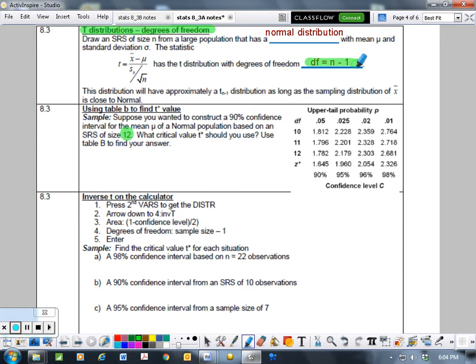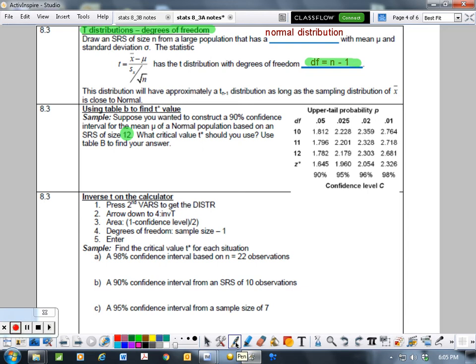And so our distribution will be a t-distribution as long as the sampling distribution is close to normal. So we still use a normal condition for our sampling distribution, because as long as the sampling distribution is close to normal, then our t-distribution will apply to our sample. So we use that to help us out. So let's look at our table.